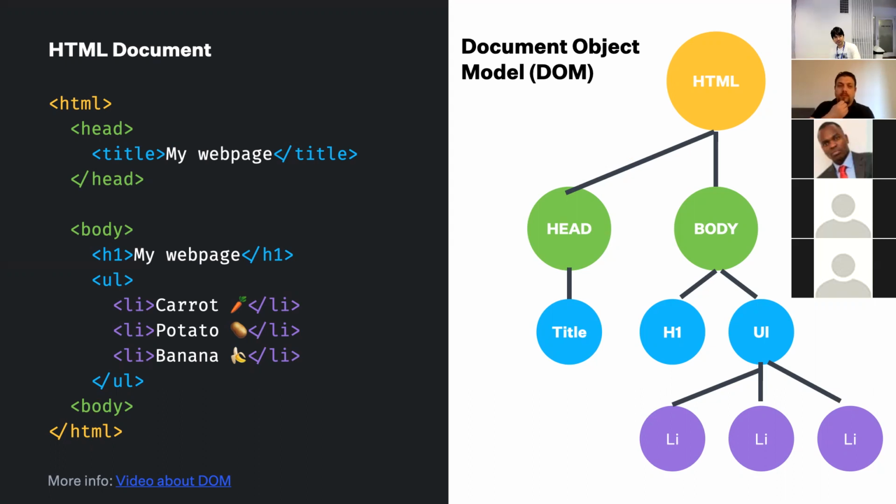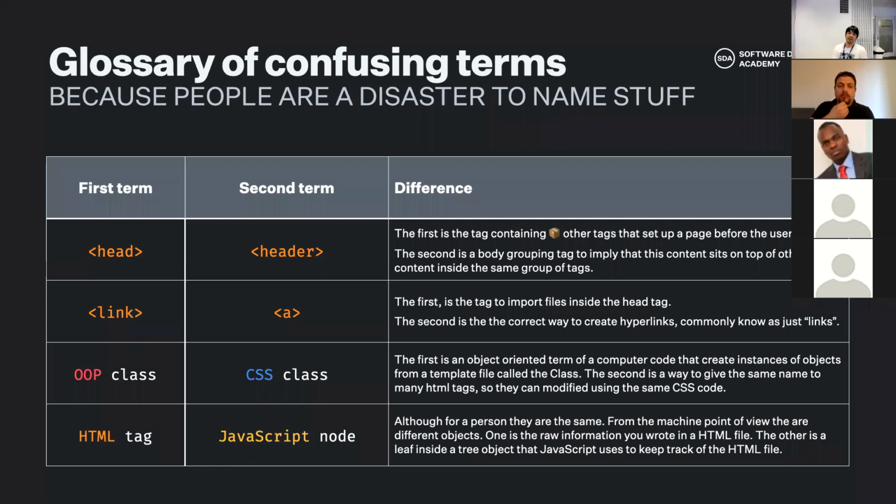But okay, let's continue. And now let's update our table of confusing terms. And we have one now at the bottom, HTML tag versus JavaScript node. Although for a person they are the same, from the machine's point of view they are different objects. In fact, they consume different parts of the memory in the RAM. So if you have 11 HTML tags in your web page, you will have 11 in memory in RAM in the computer. You have 11 HTML tags plus 11 JavaScript nodes. So that's why JavaScript also consumes more memory.